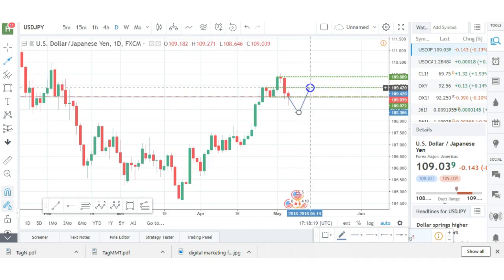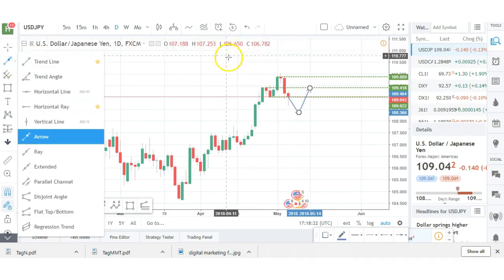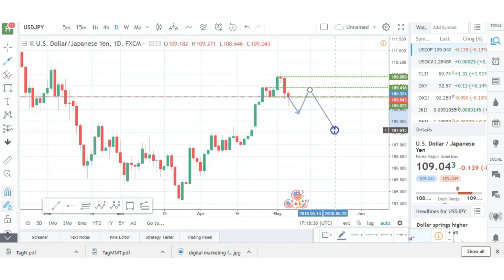You can get a move back up to either here or up to here, okay? Which will give us a head and shoulders type of pattern. I like to call it the Musa HFT crown, okay? Before we get a move back down. All right.